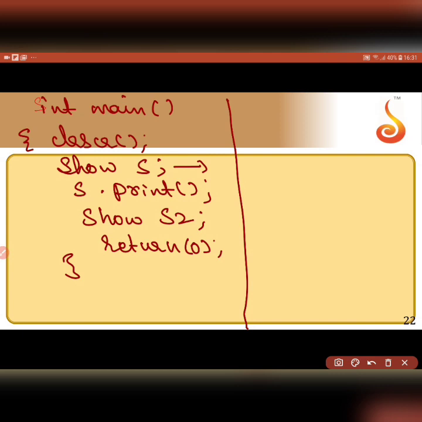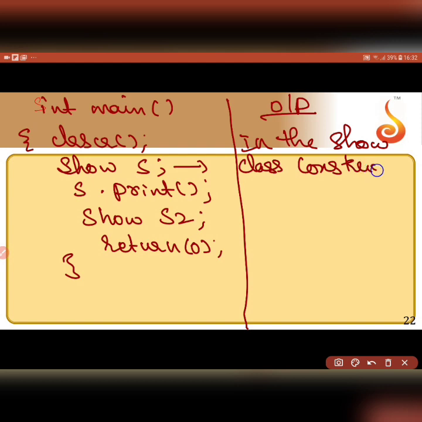Yes or no? So the default constructor would be run. When the default constructor is run, what happens? I have a statement there. In the constructor, I had written "in the show class constructor". So it will print "in the show class constructor", right? When this statement gets executed, when I create an object, the default constructor would be run automatically.